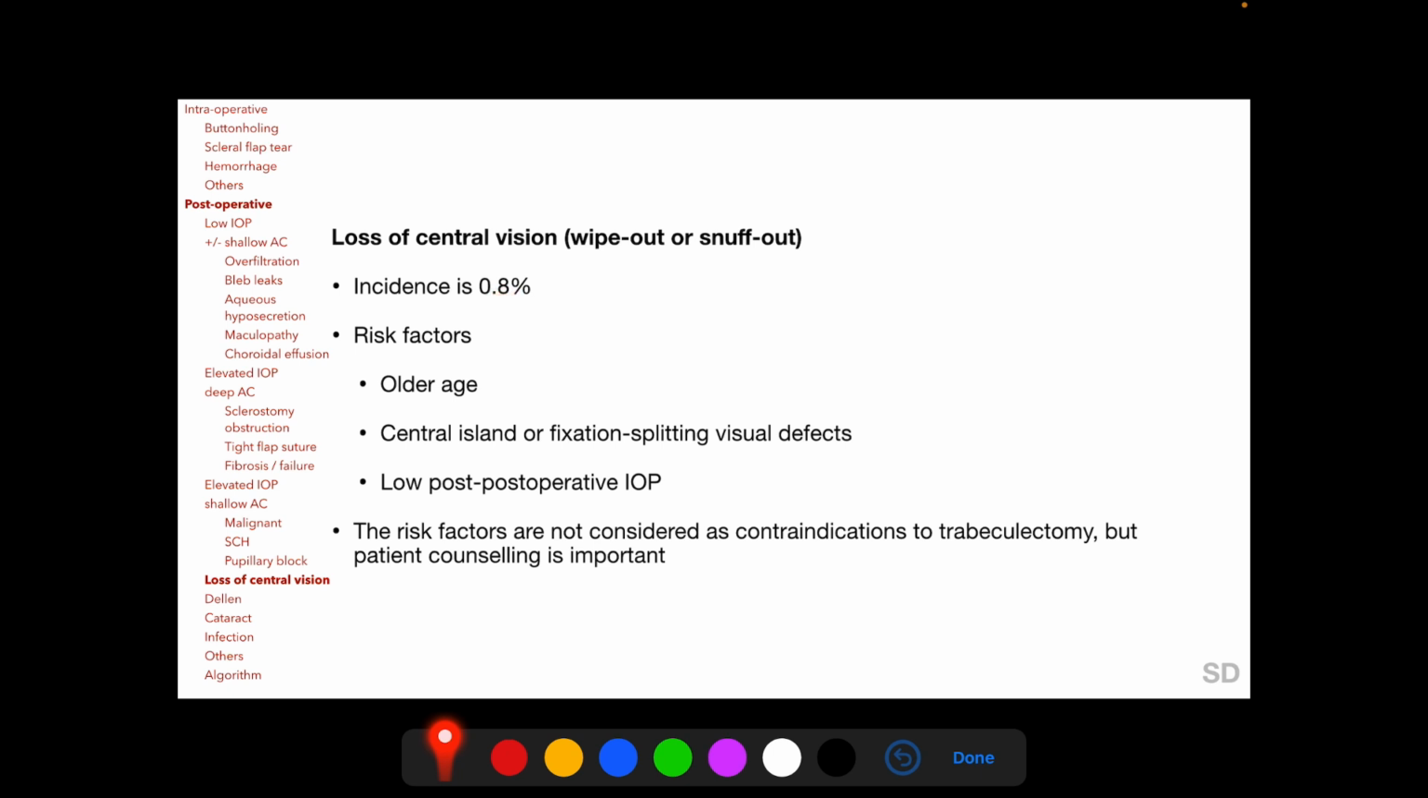Risk factors for this complication include older age, advanced visual field defect with a central island remaining, or fixation-splitting visual field defect, and low post-operative intraocular pressure. These risk factors are not considered contraindications to trabeculectomy, but patient counseling is important.